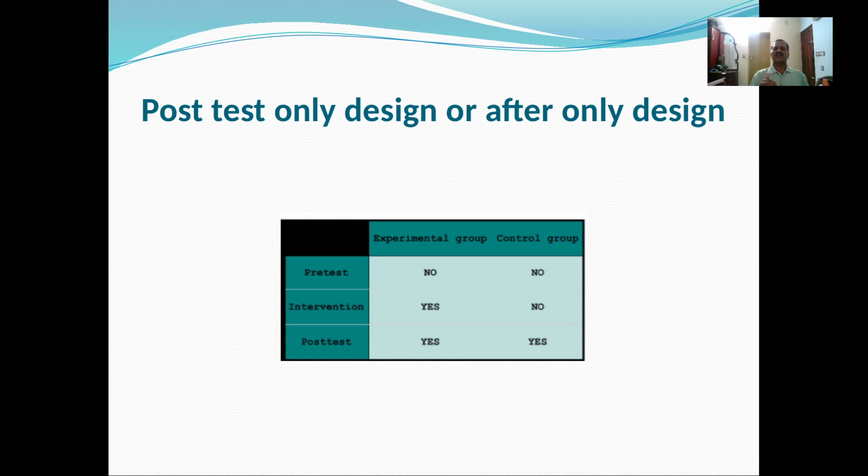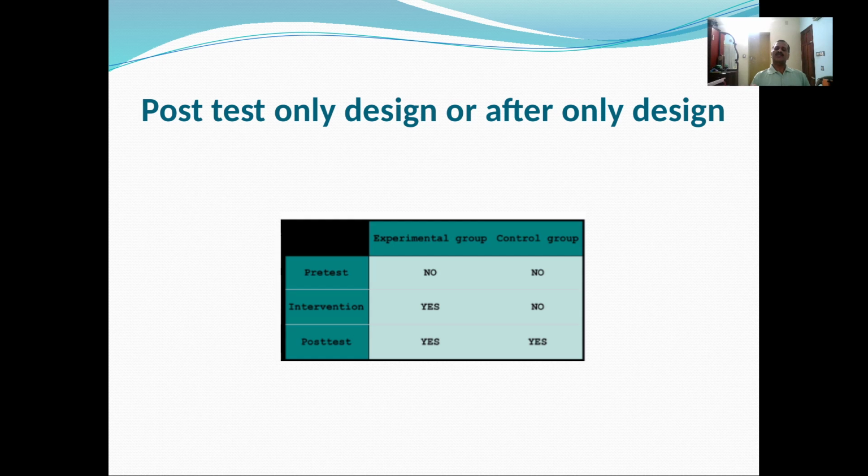The post-testing will be done in both the experimental group and the control group, till we are able to say that the changes that are taking place in the variable of the experimental group are only because of the intervention, because those changes have not occurred in the control group. So this is the second design, we call it the post-test only design or after only design. We are still able to do an experimental study without a pre-testing.